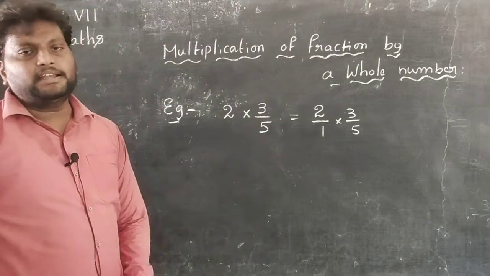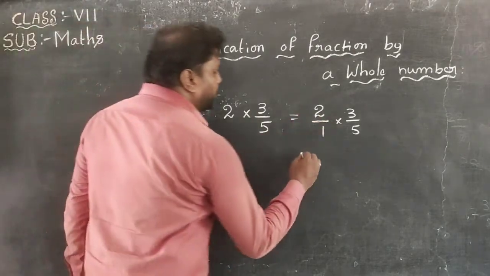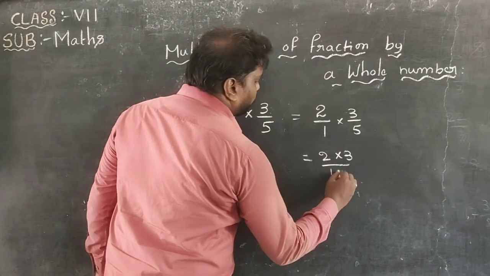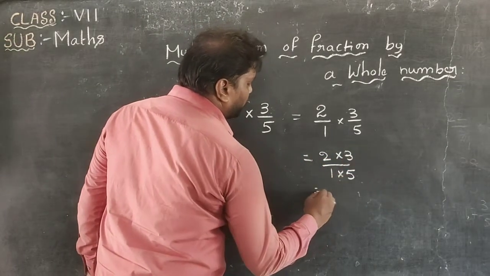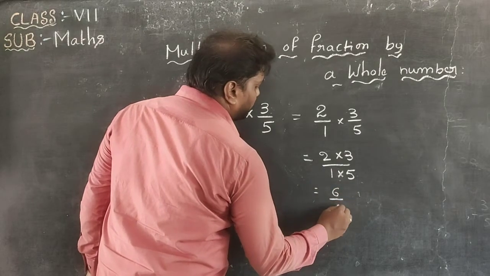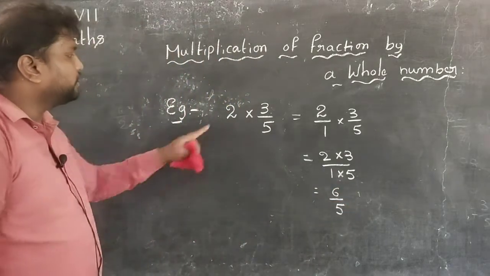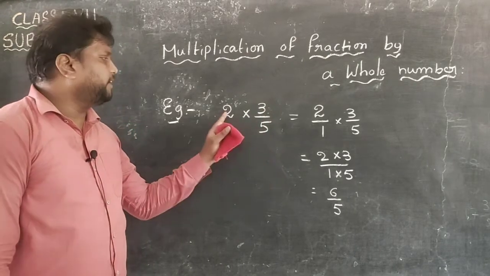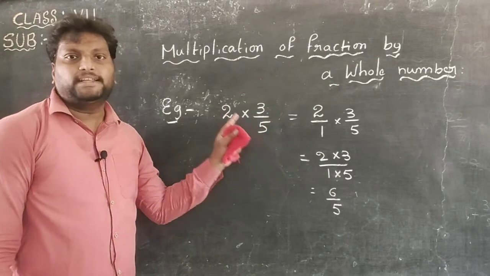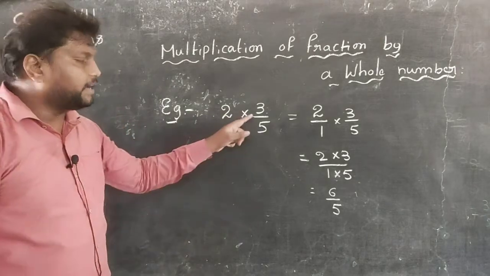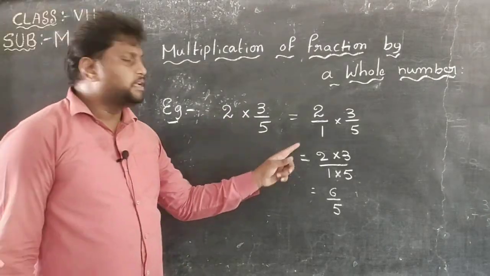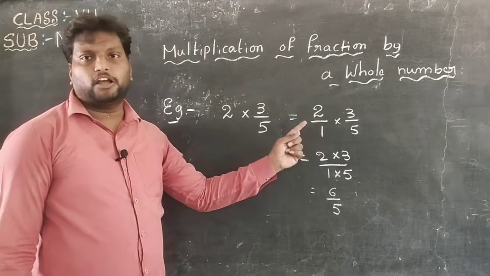Now we'll apply the rule again. The product of numerators: 2 into 3 by 1 into 5 is 6 by 5. Directly, see, 2 3s are 6 by 5. This is also one method. Directly we multiply the numerator with the whole number and write the denominator as it is. Otherwise, if you get confused, then for the whole number take the denominator as 1.